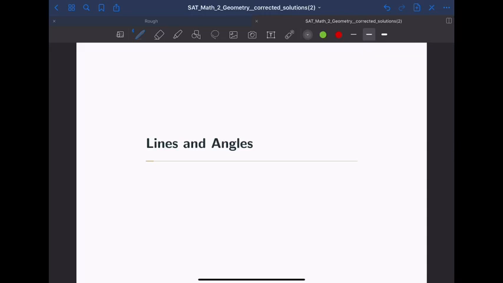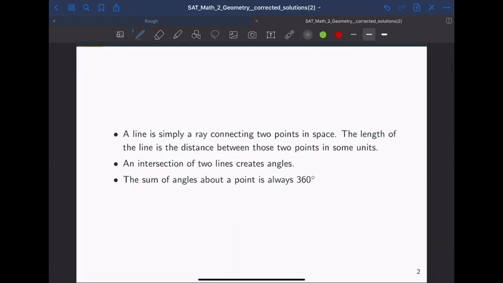we dive into our first type of problem, type 1, which is lines and angles. A bit of a review: a line is simply a path connecting 2 points in space. A ray is a line that extends, but there is no end point. So if this ray starts from point A and there is no end point, it is a ray. It is not a line.